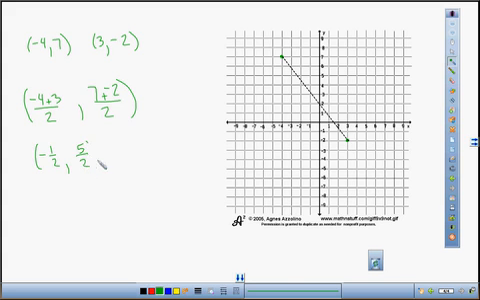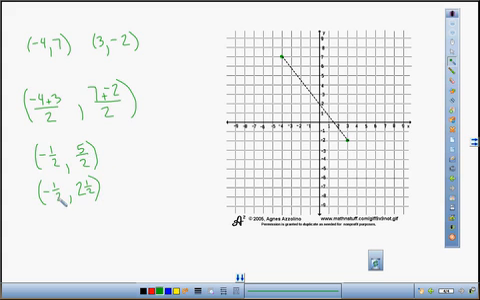Also, I'm going to leave it as an improper fraction. Okay? Don't change it to a mixed number. You can, if you want to graph it. 5/2 would be 2.5. Okay? So that may be useful to you if you actually do need to graph the midpoint. But I'm totally okay if you leave it as an improper fraction.